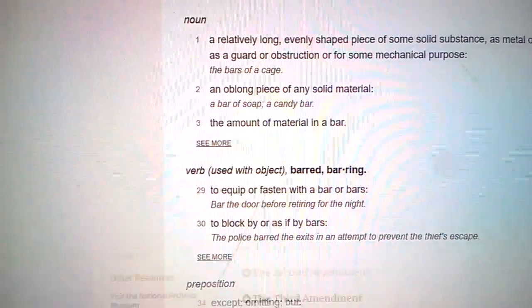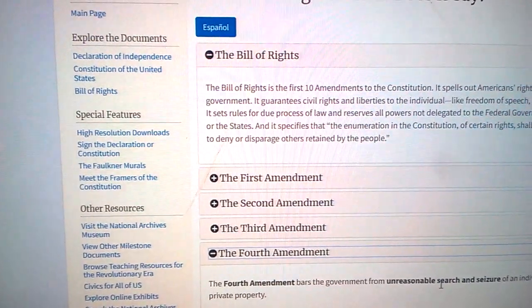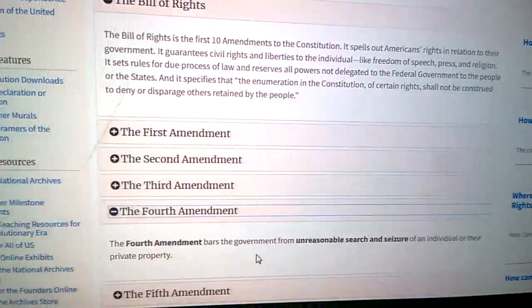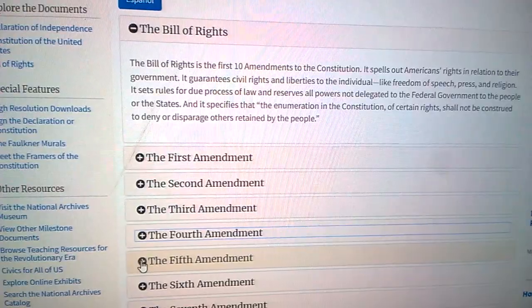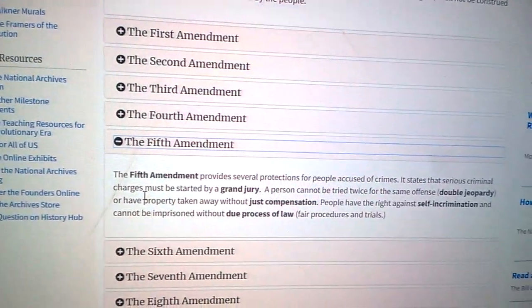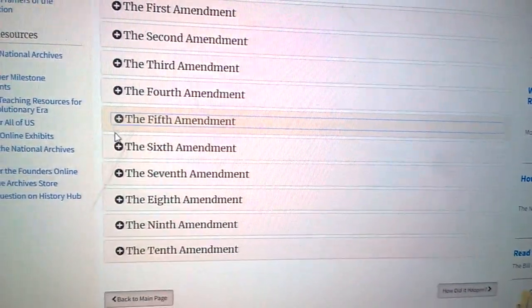So let's go back to the Bill of Rights. Bars the government from unreasonable search and seizure. So that means the Fourth Amendment prevents them from doing what they're doing to me and many others. Okay, Fifth Amendment. Well, we're going to skip this one. You know why we're going to skip this one? Because every criminal, including all the ones in the government, already know what this one is.